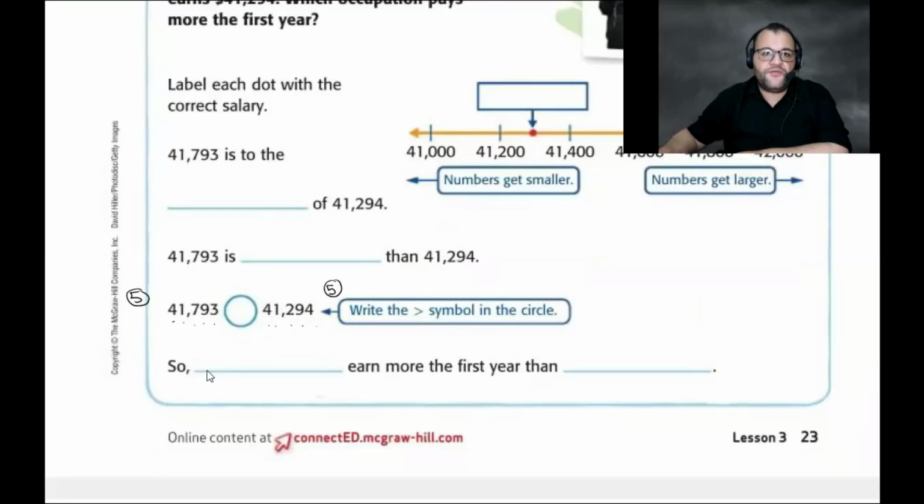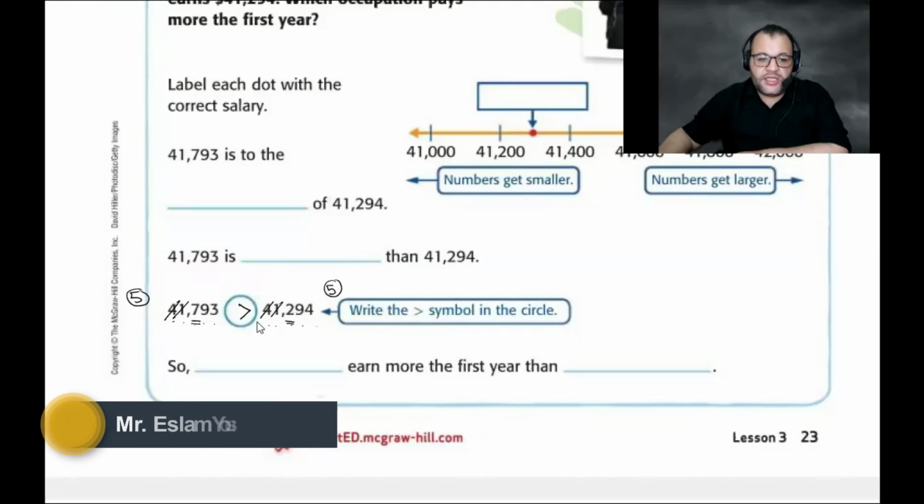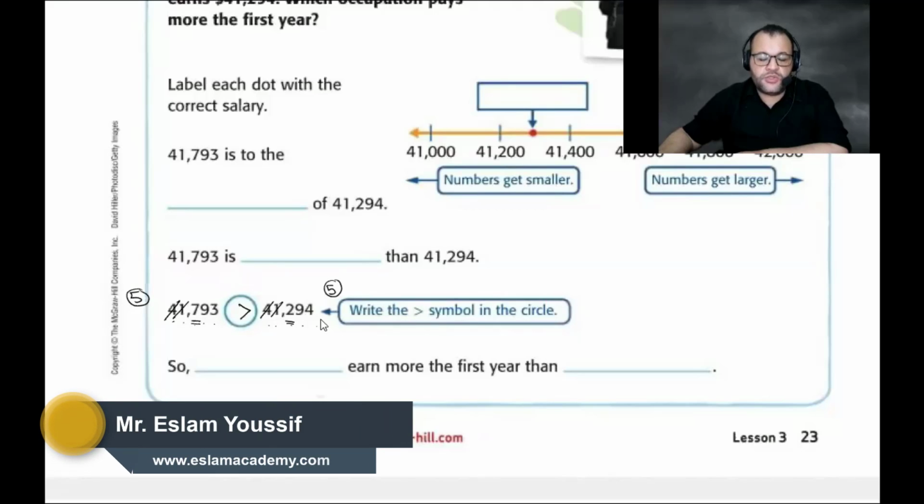So we start looking from the left. We have 4 and 4, 1 and 1, but here we have 7 and 2. They are different. So which one is greater? 7 is greater than 2. So 41,793 is greater than 41,294. You understand this point or not?